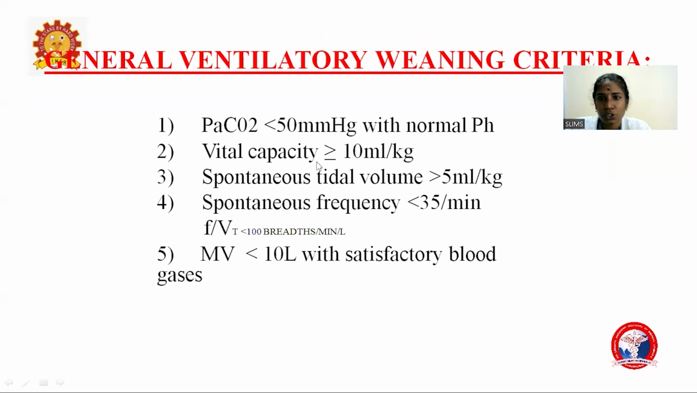And the vital capacity should be more than 10 ml per kg. Spontaneous tidal volume should be more than 5 ml per kg, and the spontaneous frequency, that is the rate, should be less than 35 per minute, and F by Vt should be less than 100 breaths per minute. That is the spontaneous frequency. Then the minute ventilation should be less than 10 liters with a satisfactory ABG.